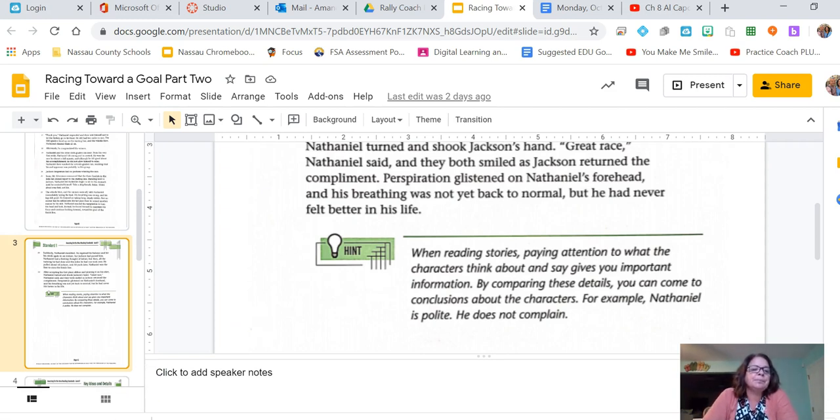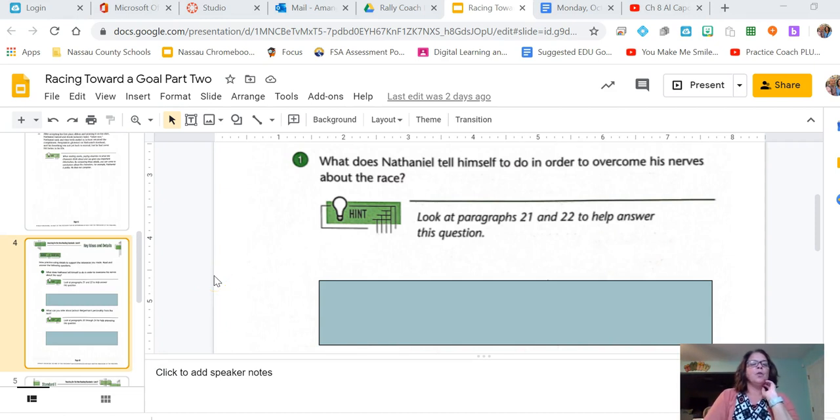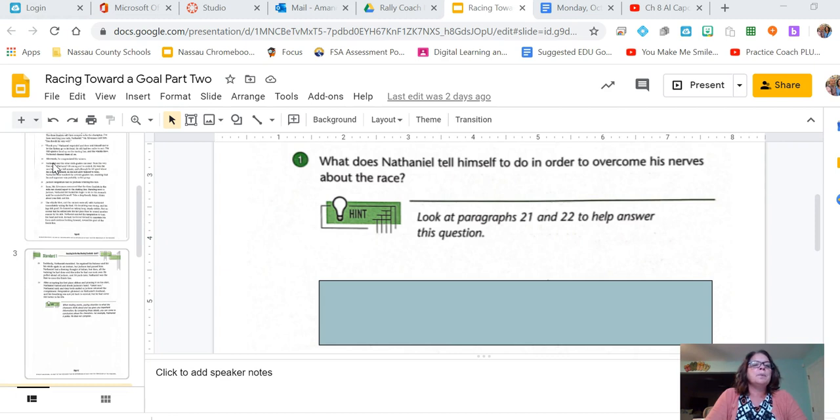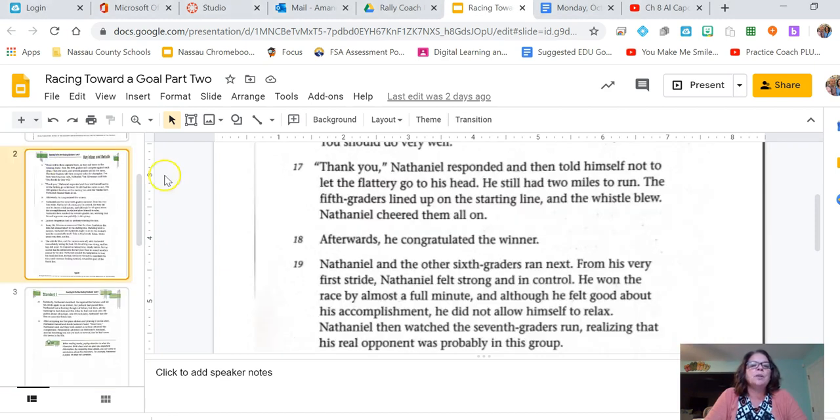Okay, please go to slide 4 and we're going to discuss some of the questions together, and some of them you're going to have to do independently. So question 1 says, what does Nathaniel tell himself to do in order to overcome his nerves about the race? Remember, he's really nervous, so it tells us to look at paragraphs 21 and 22. So I'm going to go back up and find paragraphs 21 and 22.